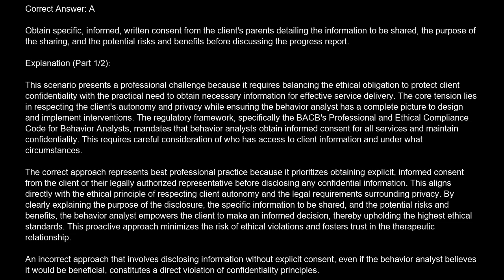The correct answer is A. Obtain specific, informed, written consent from the client's parents detailing the information to be shared, the purpose of the sharing, and the potential risks and benefits before discussing the progress report.